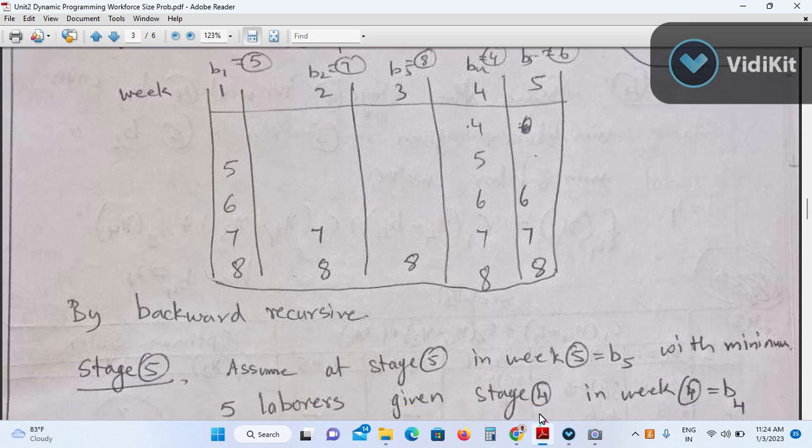Now using the backward recursive. So always the safest side to complete this problem is the backward recursive case. So already we discussed this case.